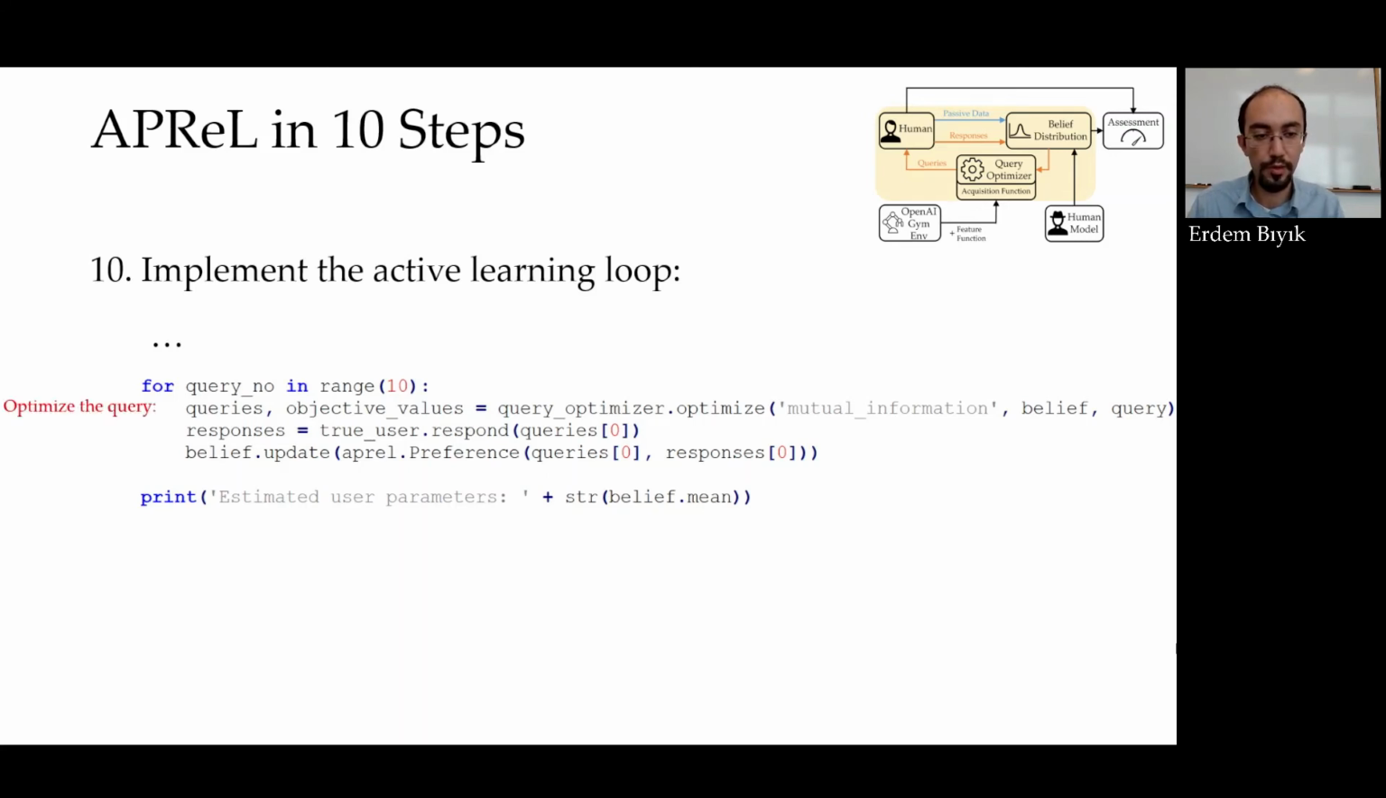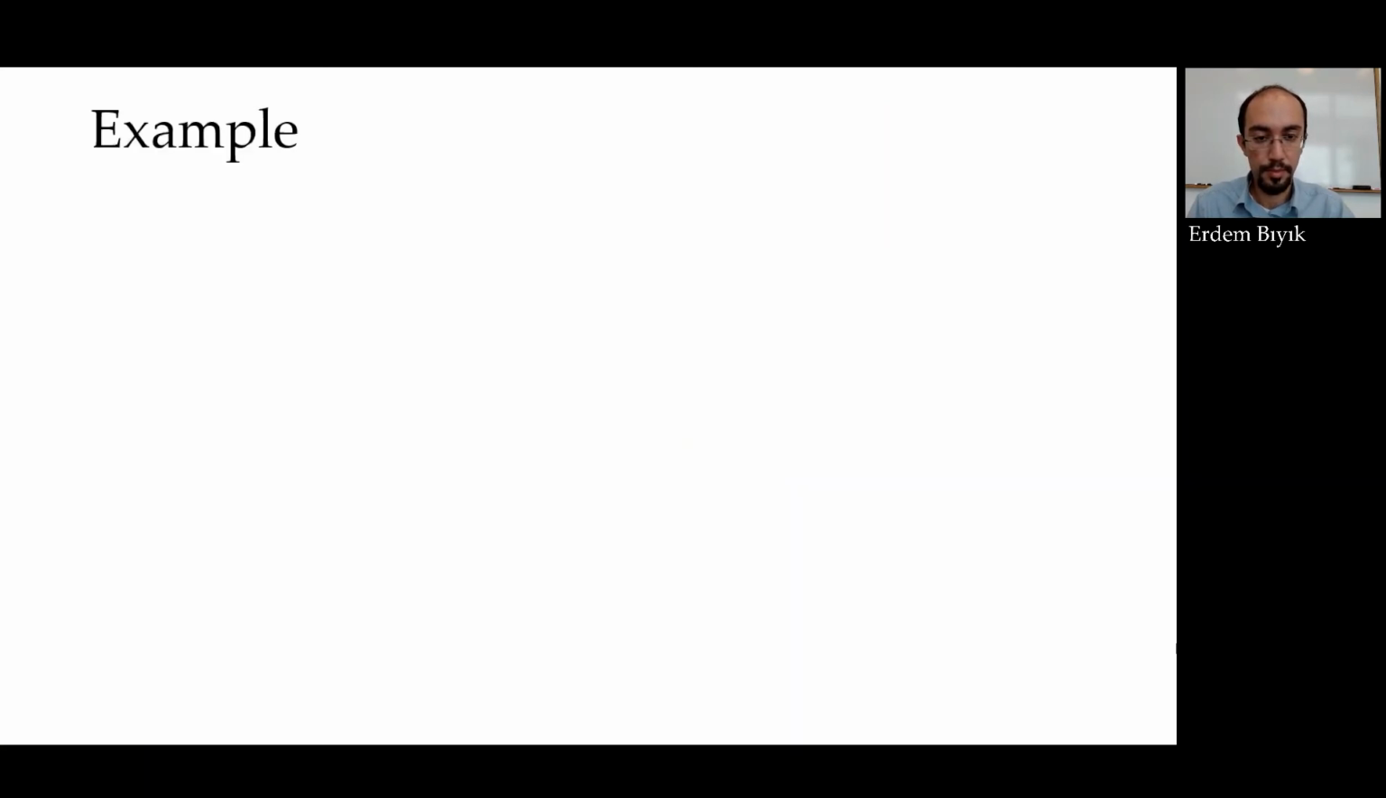Iteratively, we first have the optimizer optimize a query, then the user responds to this query, and we update our belief about the reward parameters based on their response. Here, I'm showing a non-batch version of the optimization, but the batch versions are also similar. We would just add an argument to the optimizer so that it will return a batch of queries. At the end, we report the learned parameters. Okay, we are now done with the code.